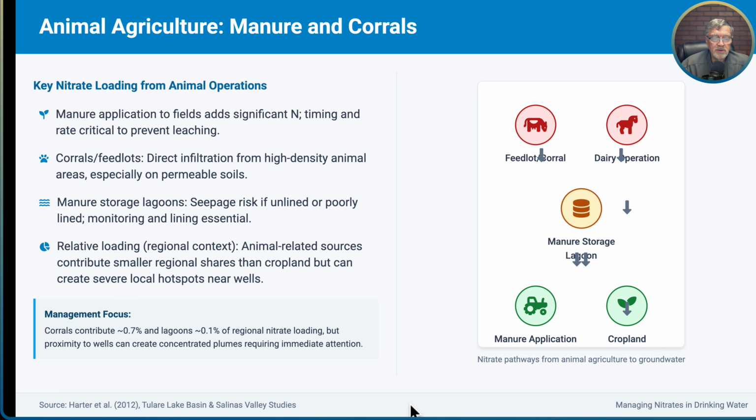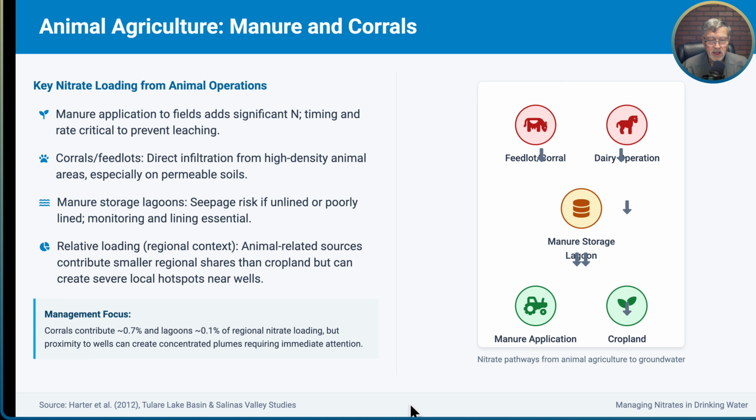Manure storage lagoons carry a seepage risk if they are unlined or poorly lined. Monitoring and lining is essential. So we don't want unlined manure storage lagoons anymore. Those I think are on their way out, but there are still some in existence, and those probably need to go away and be replaced by lined lagoons.